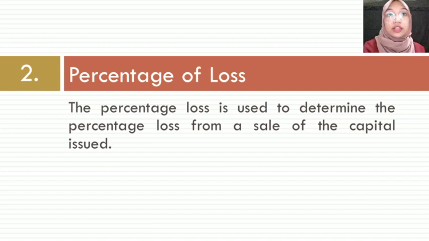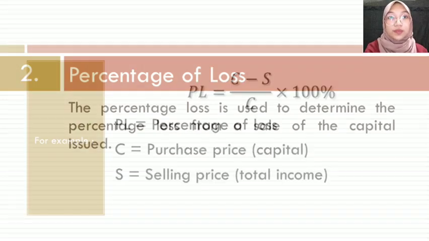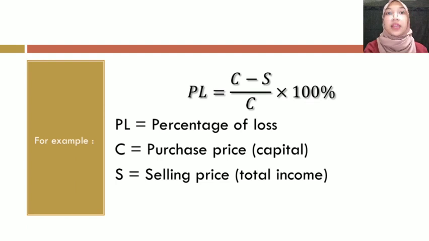And the number 2 is percentage of loss. The percentage loss is used to determine the percentage loss from a sale of the capital issued. For example, we have the equation PL equals (C minus S) per C multiplied by 100%. PL is for percentage of loss, C for purchase price or capital, and then S is for selling price or total income.